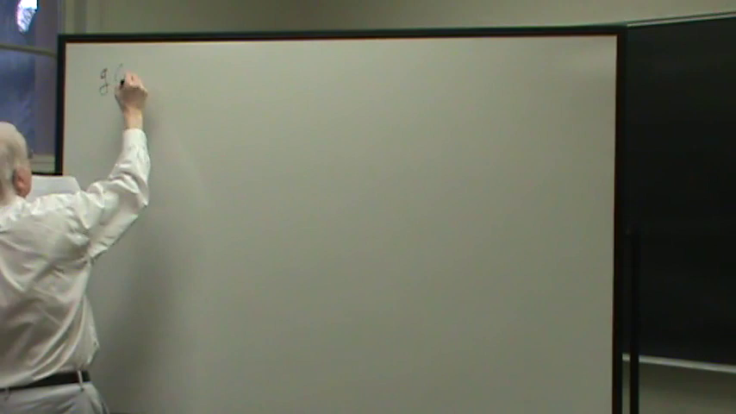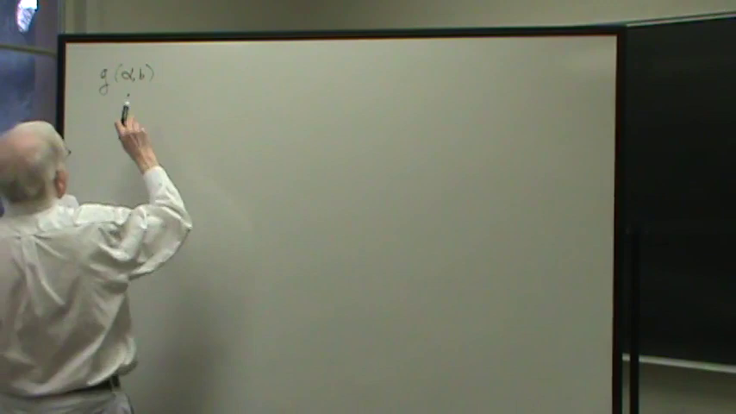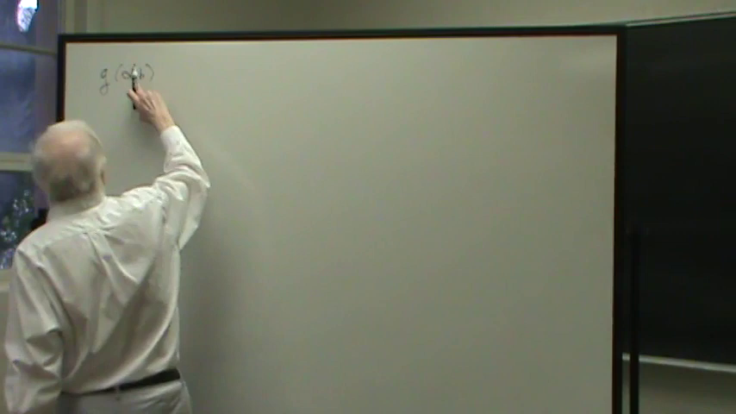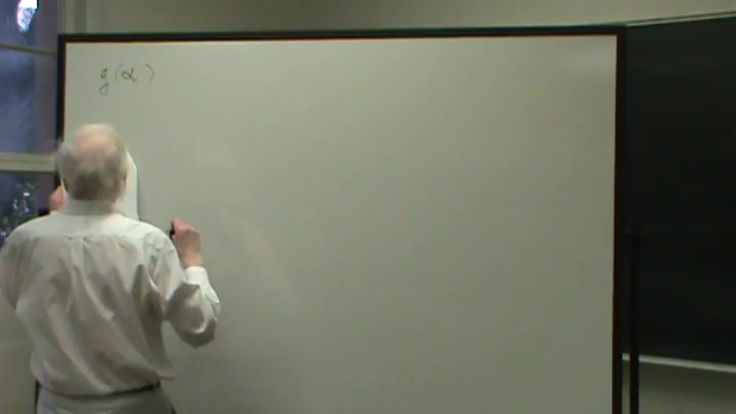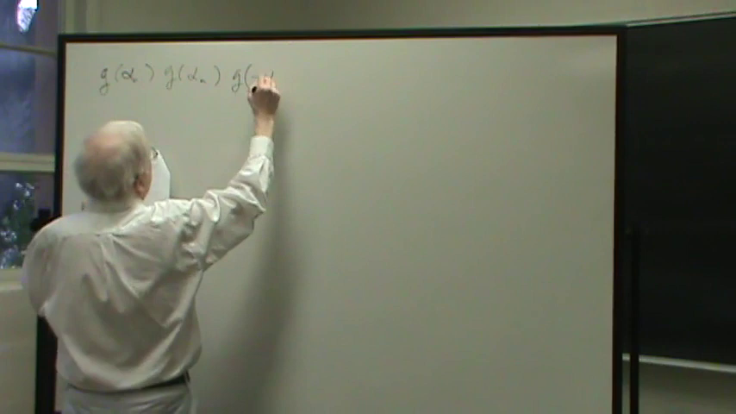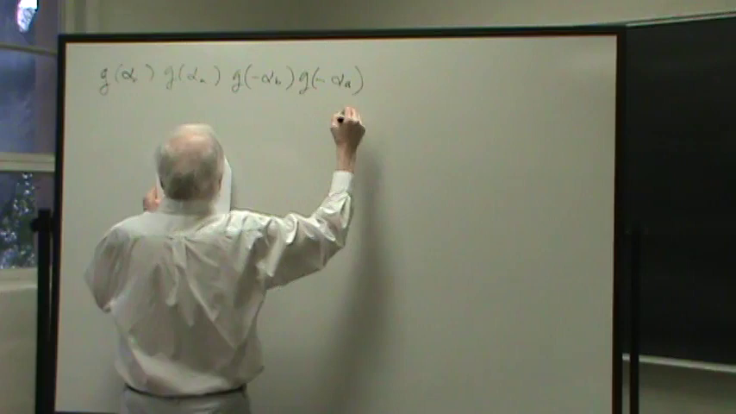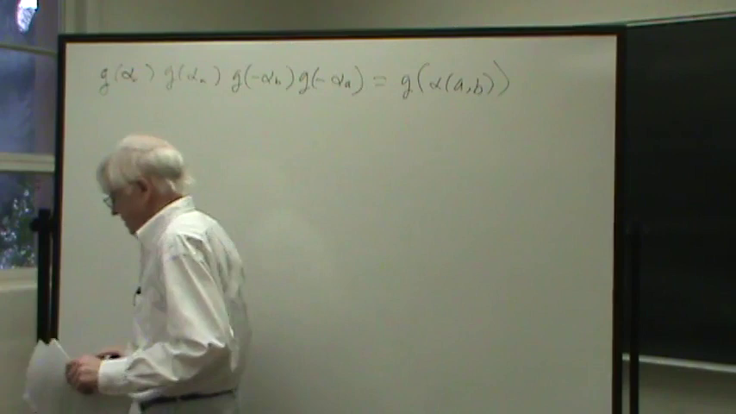So suppose we have G of the alphas, very, very small, a group element. In fact, one way of thinking about it would be just to call this alpha sub b. In other words, all the other alphas are zero, just alpha b is there, and alpha b is very small. Then G of alpha a times G of minus alpha b, G of minus alpha a. Well, what is this? This is some G of alpha A comma B, where alpha is some set of n small numbers. This is an n parameter group.